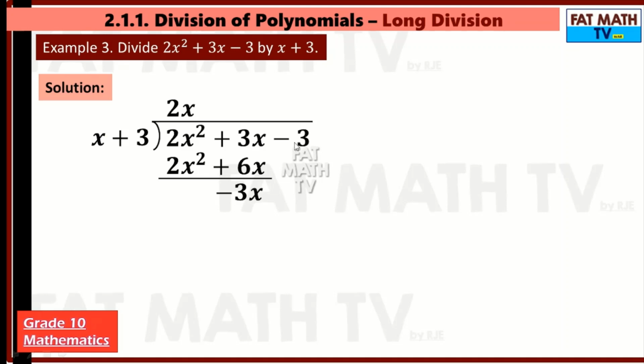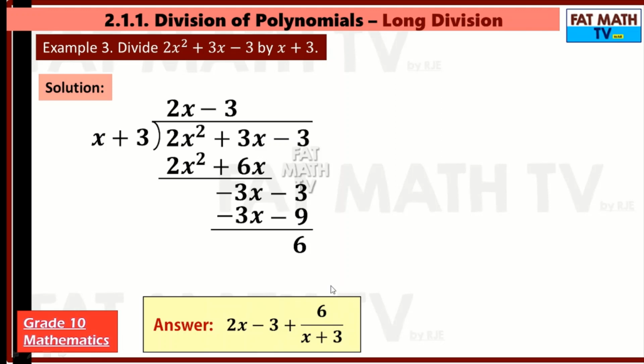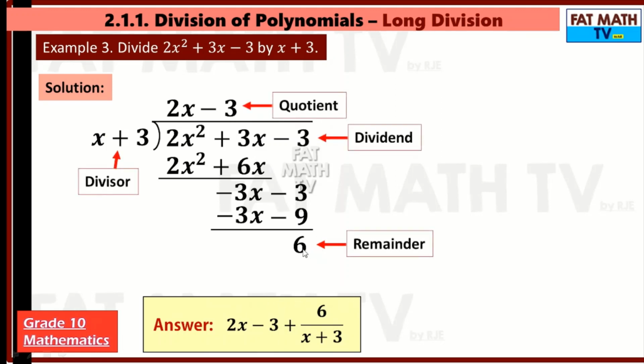Bring down negative 3. Negative 3x divided by x, so that's negative 3. Negative 3 times x is negative 3x. And negative 3 times positive 3, that's negative 9. So negative 3x minus negative 3x, that's 0. And negative 3 minus negative 9 is positive 6. So we have a quotient that is 2x minus 3 and the remainder of 6.